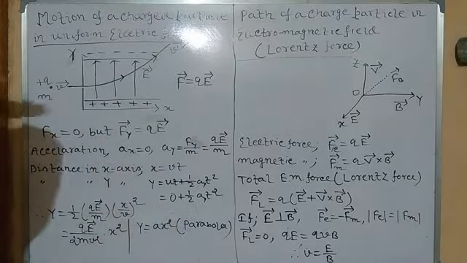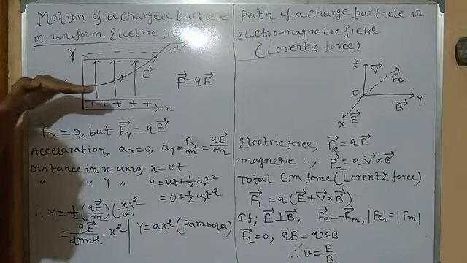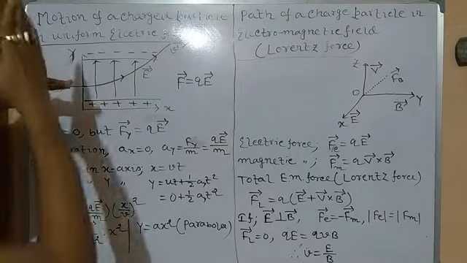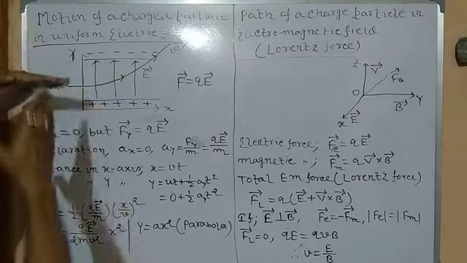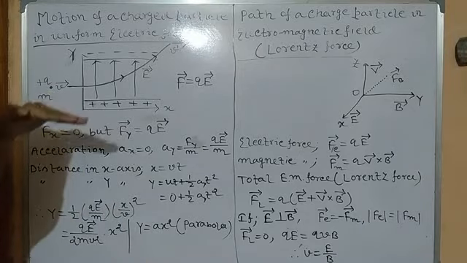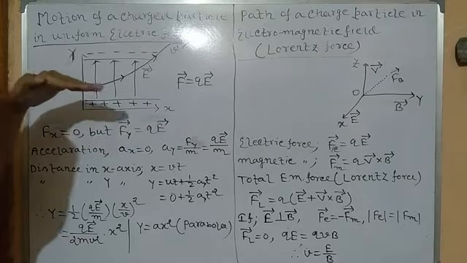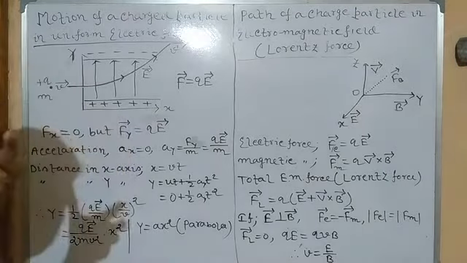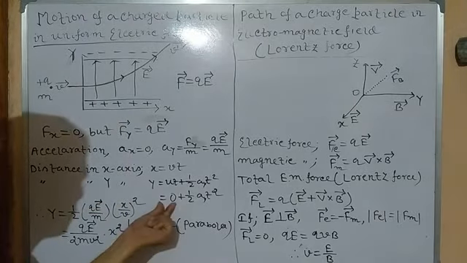Just remember, the particle just entered this electric field along the x-axis. It had no initial velocity along the y-axis because it didn't start its motion along the y-axis, since it started its motion along the x-axis. So it had an initial velocity along the x-axis, but its initial velocity along y is 0.